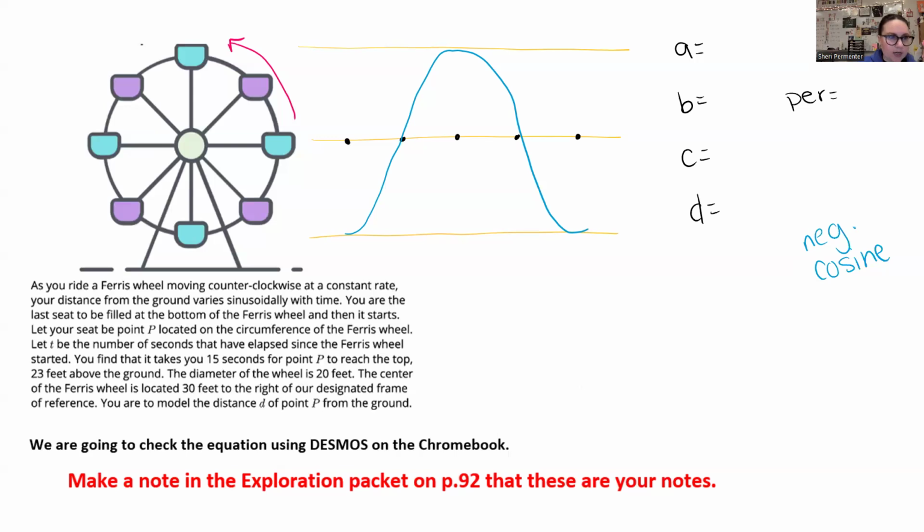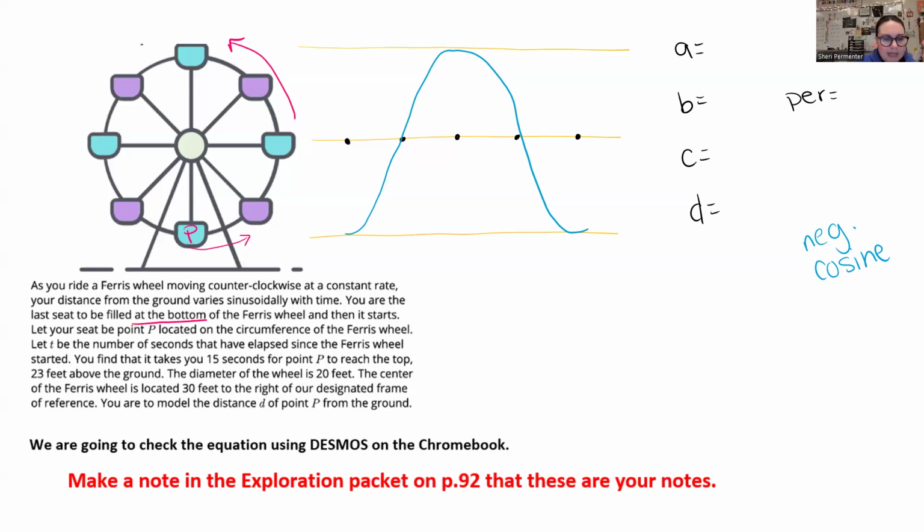Okay, so we start. Last seat to be filled. You're starting at the bottom. That's important for what type of function. And then it starts. Let point P be located on the circumference of the circle. So you're here and you're going to travel around the circle.